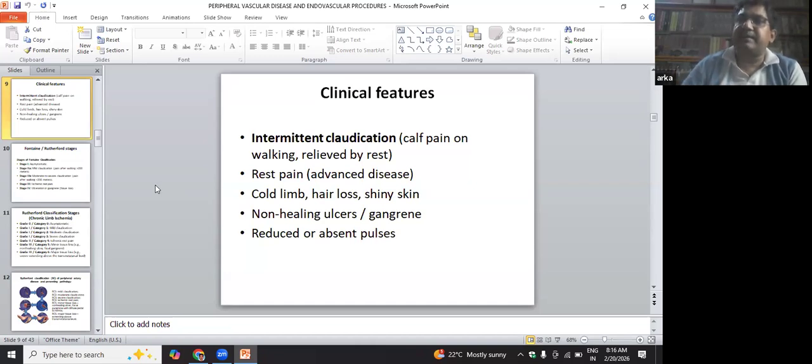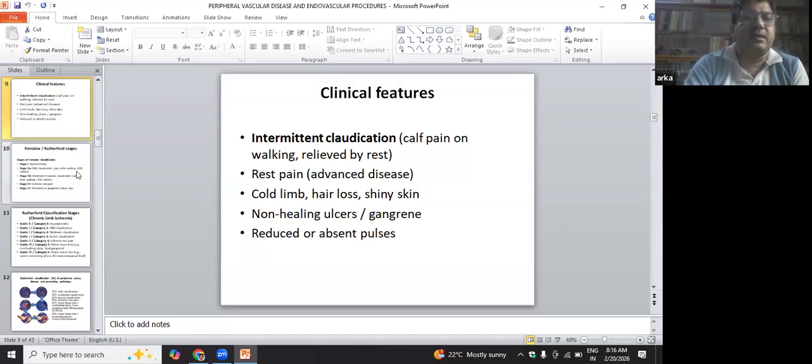Above that, there are some other investigations, but these are the key things: the site of the pain, initiation of the pain, how the pain is relieved, whether the pain is reduced even after walking some distance or not, and whether the pain comes after walking some distance and also at rest.